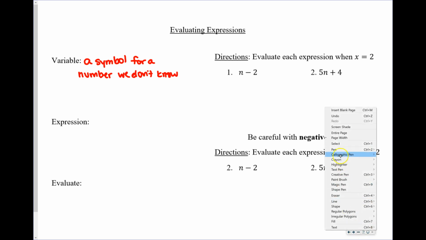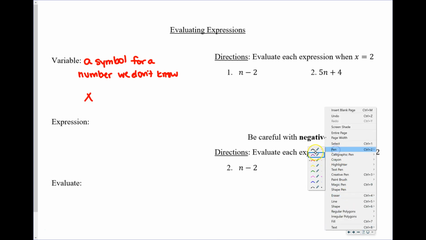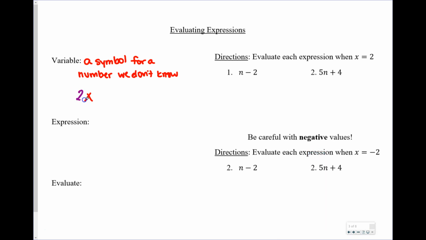There's something else really important with a variable. Here's a variable x, but sometimes variables also have things in front of them, like I could put 2x. That number in front is called a coefficient. That's going to come up a lot. I'm going to ask you what coefficients are. So a coefficient is that number in front of the variable.